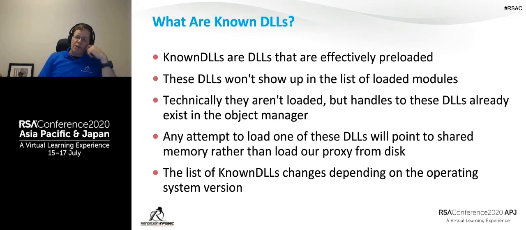Turns out that that open only happens if the name of the DLL doesn't already appear in the global object table, or the object manager, as the terms go. As it turns out, these DLLs, even though they don't show up in your list of loaded modules automatically, handles to the DLLs already exist. And so the problem that we run into here is that if we try and open one of those DLLs, it's never going to open our malicious DLL because there's an existing handle to it elsewhere.